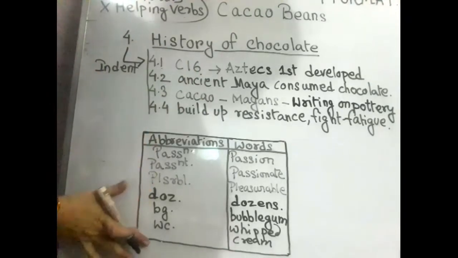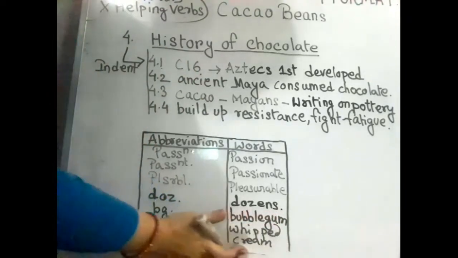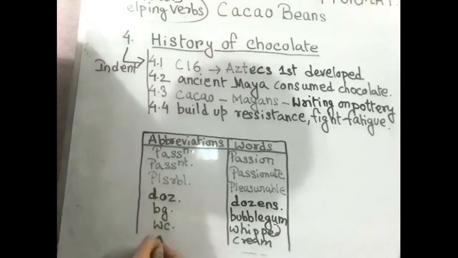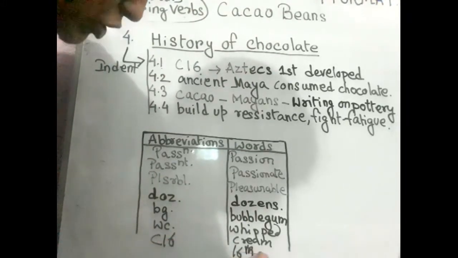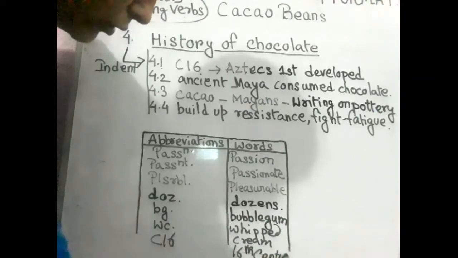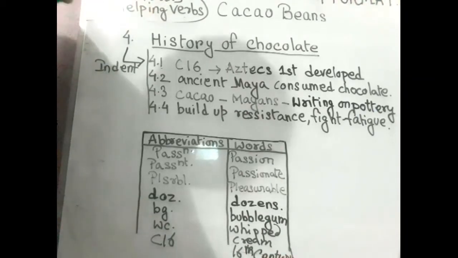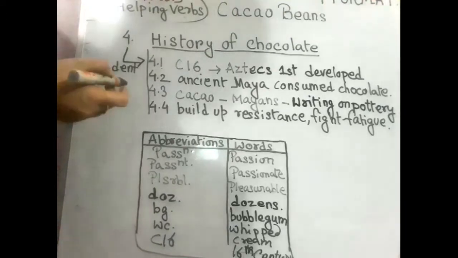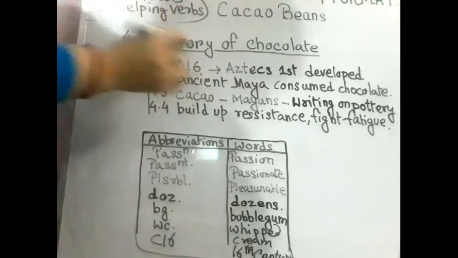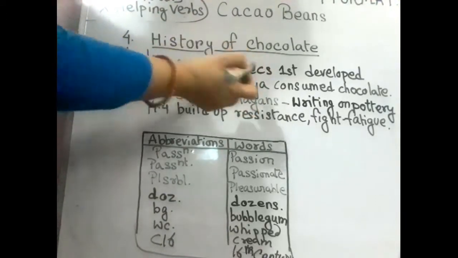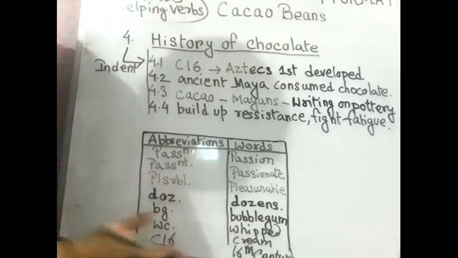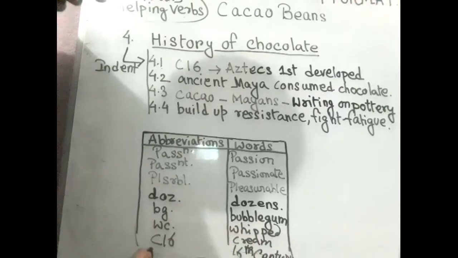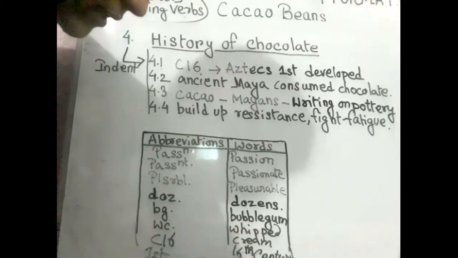C16 is what? C16 is the abbreviation of 16th century. So you have to write in this box. So C16 is 16th century. So Aztecs, it was believed that Aztecs was first developed. So Aztecs first developed. So here another abbreviation I have used. First, that is 1ST. Like this way you can use first.